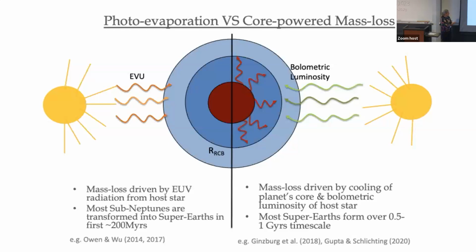There are some subtle differences in terms of the time scales on which they operate. Most of the EUV and XUV radiation should lead to mass loss early on, within the first 100 to 200 million years, whereas this outflow will be slower because it's the bolometric luminosity that sets the sound speed at the sonic radius. So it should last more like half a gigayear to a gigayear to turn a sub-Neptune into a super-Earth.